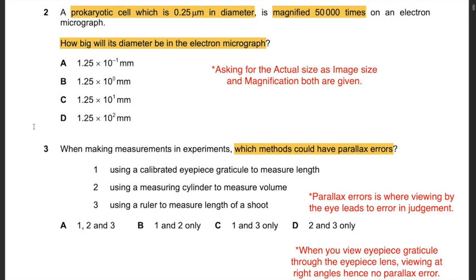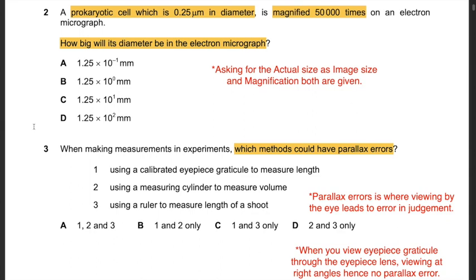Question 2. A prokaryotic cell which is 0.25 micrometer in diameter is magnified 50,000 times on an electron micrograph. How big will its diameter be in the electron micrograph? The question is asking about the image size, and they have given the magnification as well as the actual size. The magnification is 50,000 and the actual size is 0.25 micrometer. Since the answer is in millimeter, you first have to convert the actual size, which is in micrometer, to millimeter. And how do you do that? Well, simply you just multiply it by 1000, as 1 micrometer is equal to 1000 millimeters.